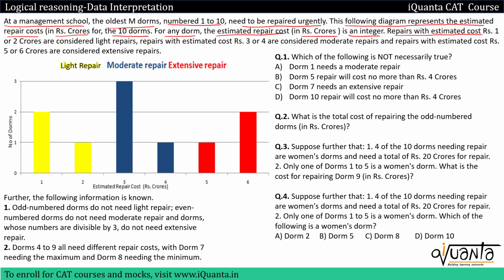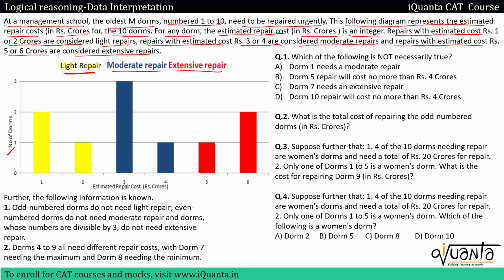Repairs with estimated cost rupees 1 or 2 crores are considered light repairs. Repairs with estimated cost rupees 3 or 4 crores are considered moderate repairs, and repairs with estimated cost rupees 5 or 6 crores are considered extensive repairs. So we have this diagram. We have been given light repair, moderate repair and extensive repair.